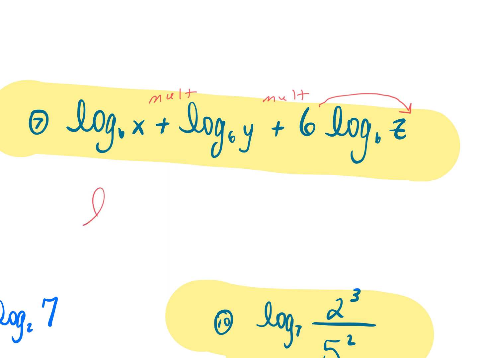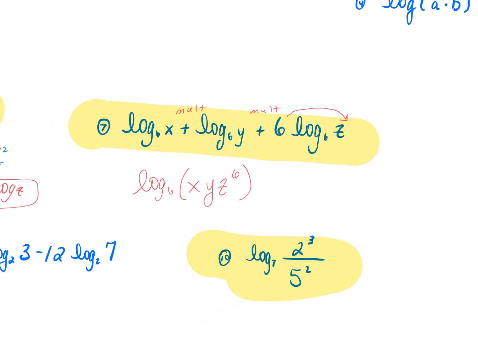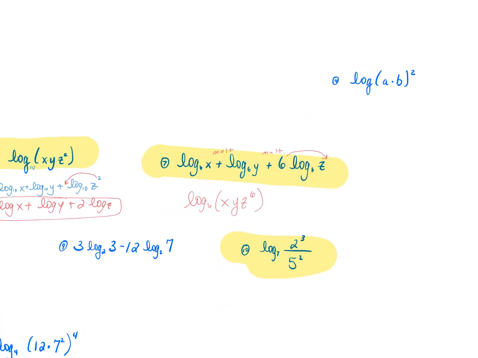So I'm going to write log base 6 one time out in front. And then what is happening to every single term I see? It's being multiplied. So x times y times z to what? The 6th power. If you want to put it in parentheses, that's fine. If you don't want to, that's fine. All right, I'm going to go down here to 10, and then I'll scoot to the left.